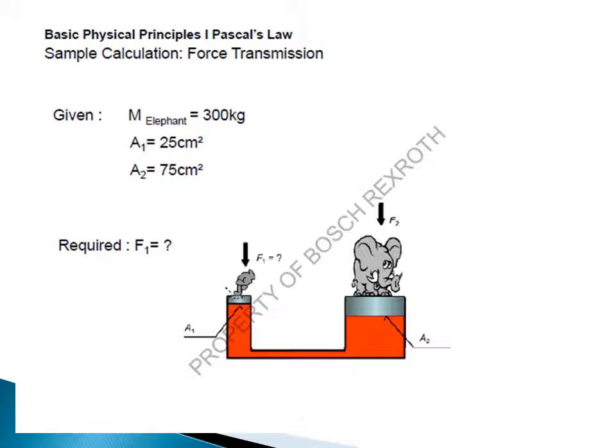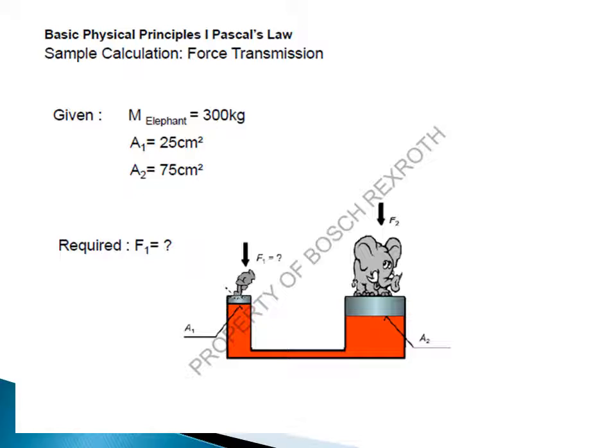Okay, so let us try to go for a simple calculation of the force transmission. Suppose the mass of the elephant is, say, 300 kg. Now A1 is 25 centimeter square. Now A2 is, say, 75 centimeter square. Now what effort is applied at this section you can easily calculate, right? So it will obviously be F1 is always lesser than F2.